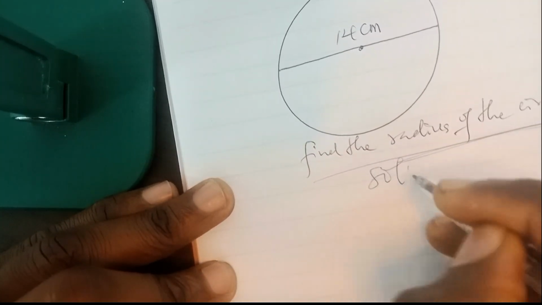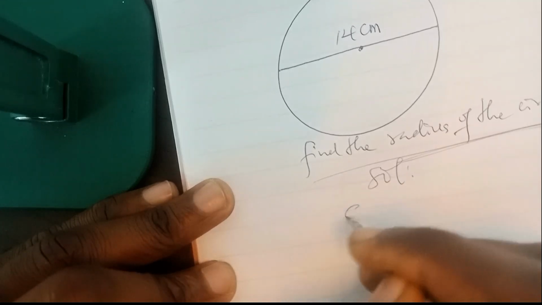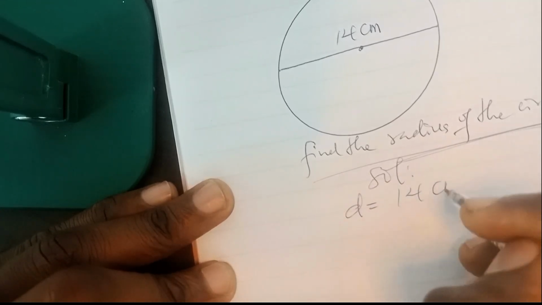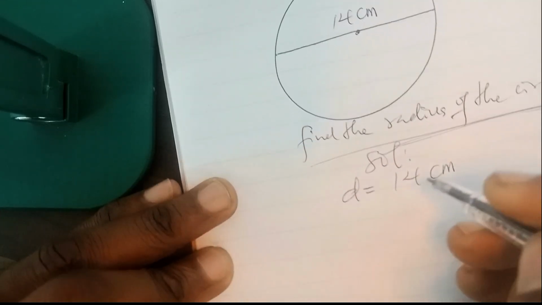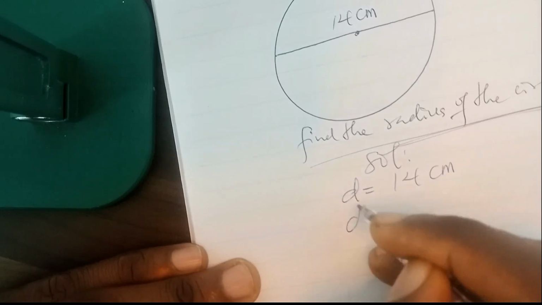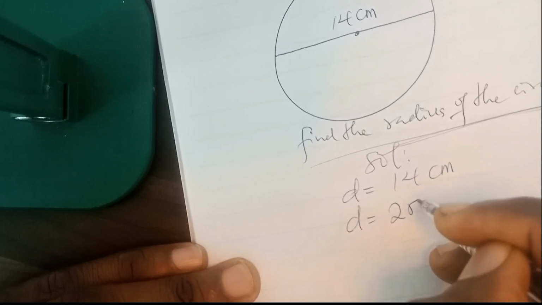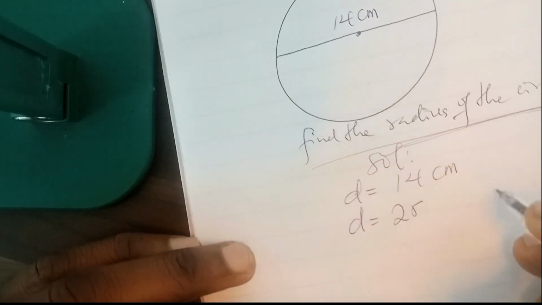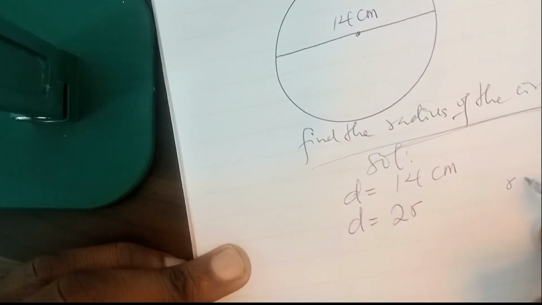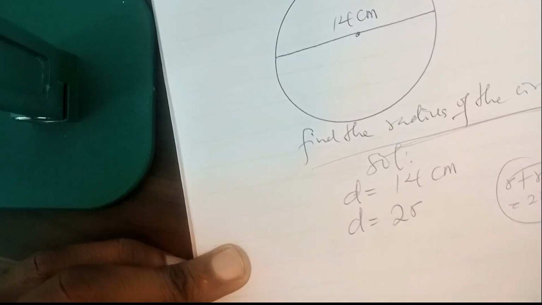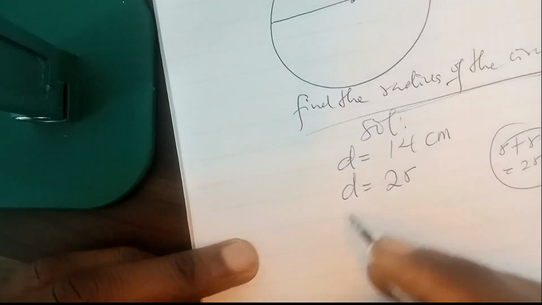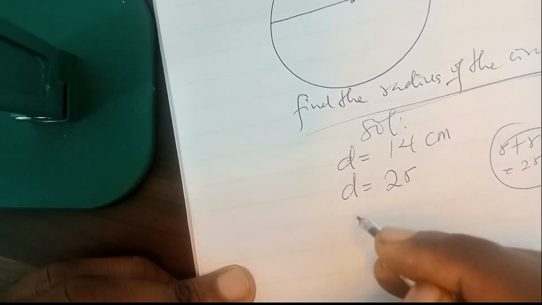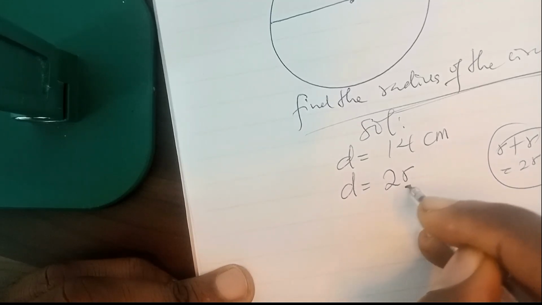Alright, so this is the solution. We are given that the diameter equals 14 centimeters. There's a formula I gave earlier that the diameter equals 2 radii. When you multiply 2 with the radii, it's the same thing as adding the radius plus radius, which gives you 2 radius. Hope we get that. Okay, so let's continue. We are asked to find the radius here.